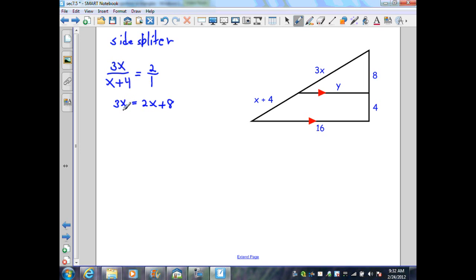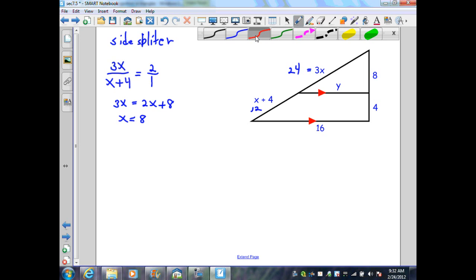Then I subtract 2x on both sides. I get x equal to 8. Therefore, these sides would be 8 plus 4, which is 12, and 8 times 3, which would be 24. But to solve for y, I need to find a scale factor.